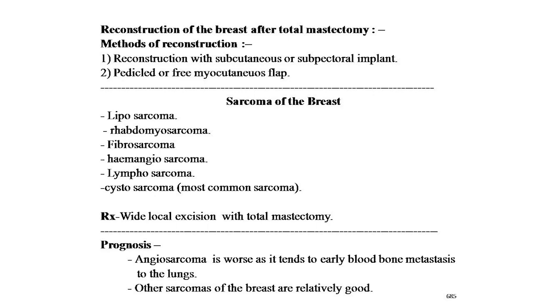Treatment is a wide local excision with total mastectomy. The spread of the sarcoma is like other sarcomas anywhere in the body, spreading mainly through the blood. Local invasion is the next type of spread, and lymph spread of the sarcoma is rare. The prognosis of all sarcomas of the breast is relatively better than other sarcomas in the body. Only the prognosis of angiosarcoma is worse, as it tends to early blood-borne metastasis to the lung.